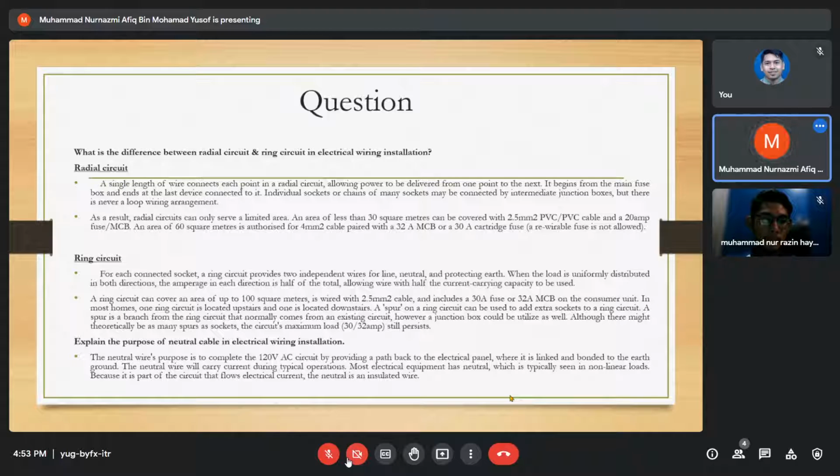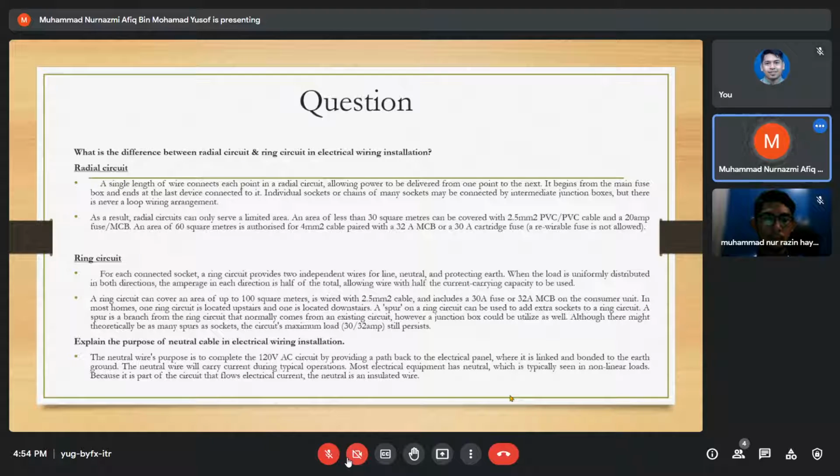For a ring circuit, for each connected socket, a ring circuit provides two independent wires for line, neutral and protecting earth. When the load is uniformly distributed in both directions, the amperage in each direction is half of the total, allowing wire with half the current carrying capacity to be used. A ring circuit can cover an area of up to 100 square meters, is wired with 2.5 millimeter square cable, and includes a 30 ampere fuse or 32 ampere MCB on the consumer unit.